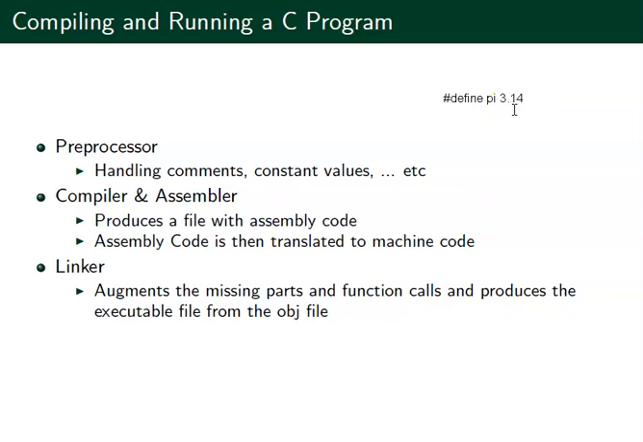In this case, the preprocessor will take your file and understand the meaning of this line, which is that you're defining a constant value that you're naming pi, and it replaces every occurrence of the identifier pi with its value. It also handles the comments, which will not be part of what actually will be executed. So they should not be part of the assembly code and then the machine code that is produced.